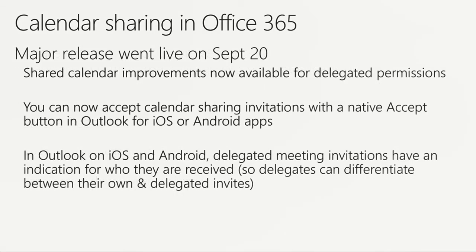Now, I mentioned the major release. One of the major releases is that we now have delegated permissions for shared calendars. This was a big ask for customers who share their calendars quite frequently. You think of the executive scenarios where they've got delegates and they're using multiple calendars. This is a perfect example of playing into that scenario and improving the experience. The other thing that you can do is now you can accept calendar sharing invitations natively within the apps themselves. You just have an accept button to push, you push the button, and everything happens seamlessly.